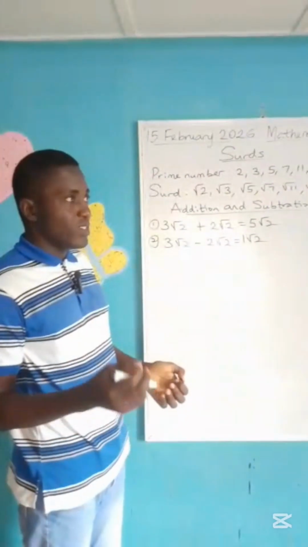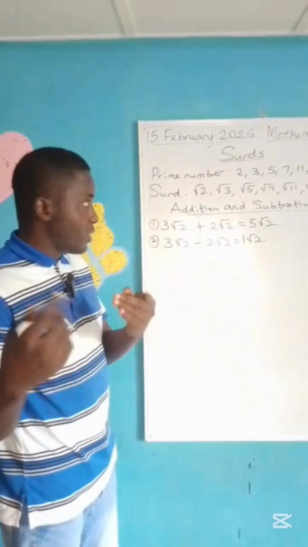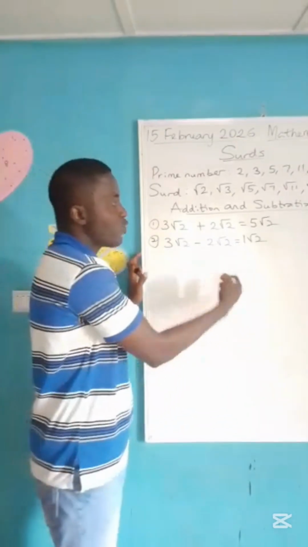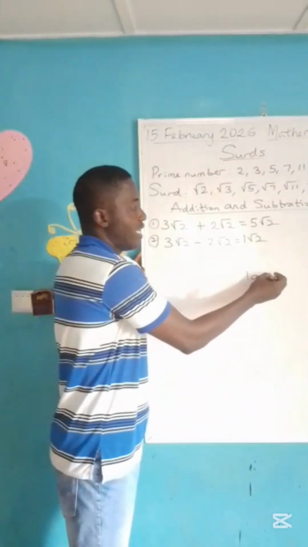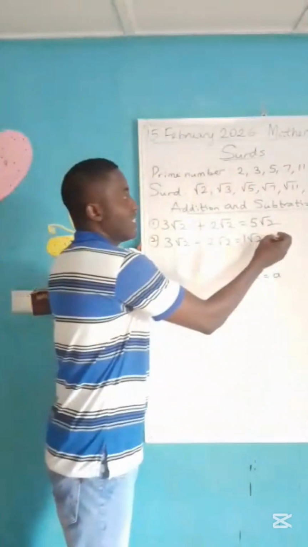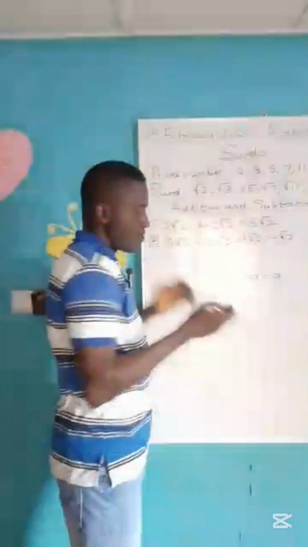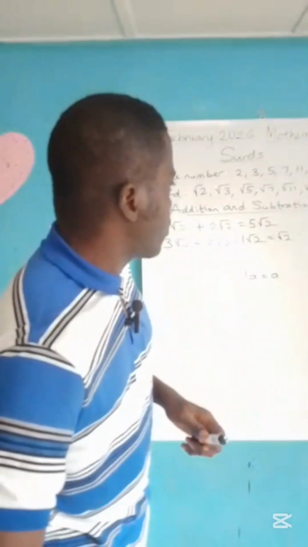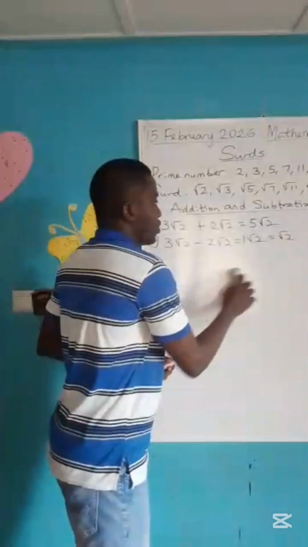Just like in math, under algebra, which we are still going to discuss later, we don't write 1a. We prefer to write 1a as a. So 1 root 2 is simply written as root 2. So that is how we add and subtract surds.